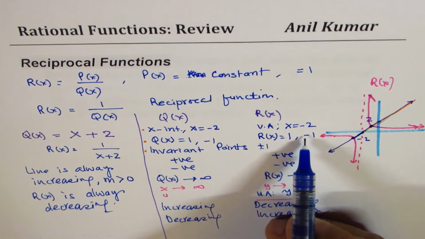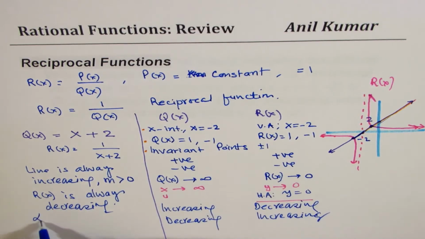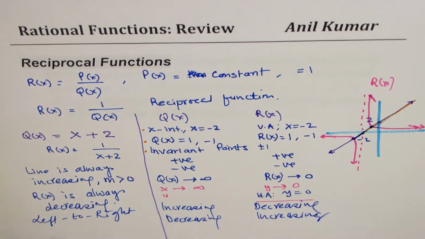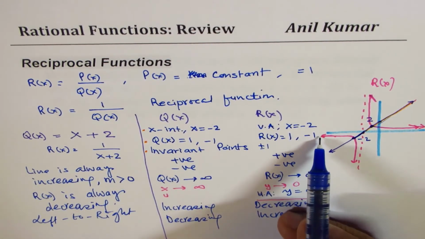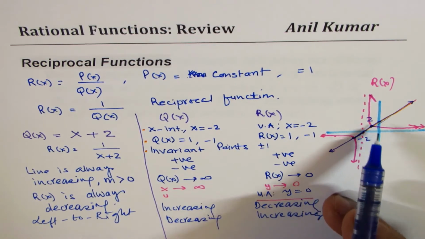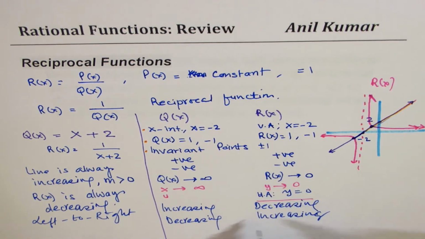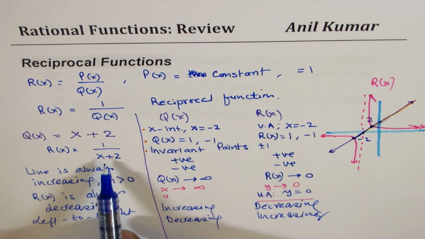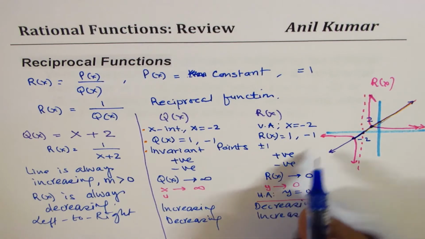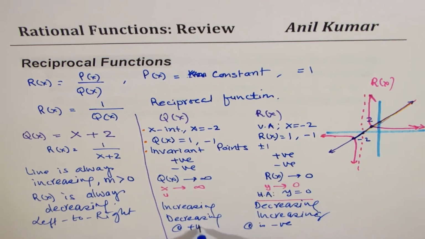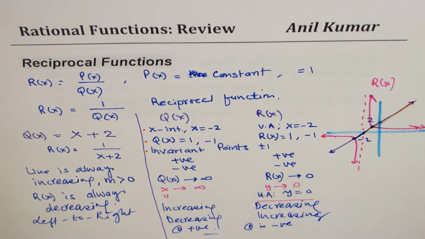So whenever we have to see left to right, correct? Left to right, it is decreasing. Do you see that? If I draw a tangent line, the slope will be negative on r of x. So in this particular example, where r of x is the reciprocal of this particular line, what we notice here is that the rate of change is negative. Here the rate of change is positive. Do you see that? Which is the slope.